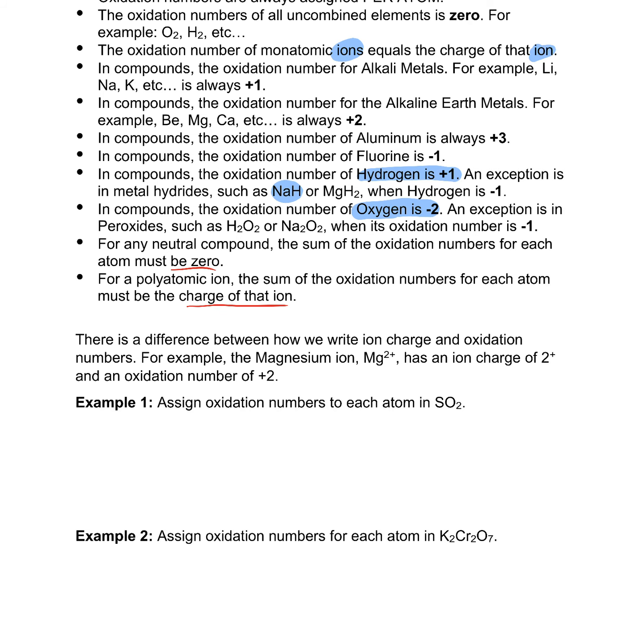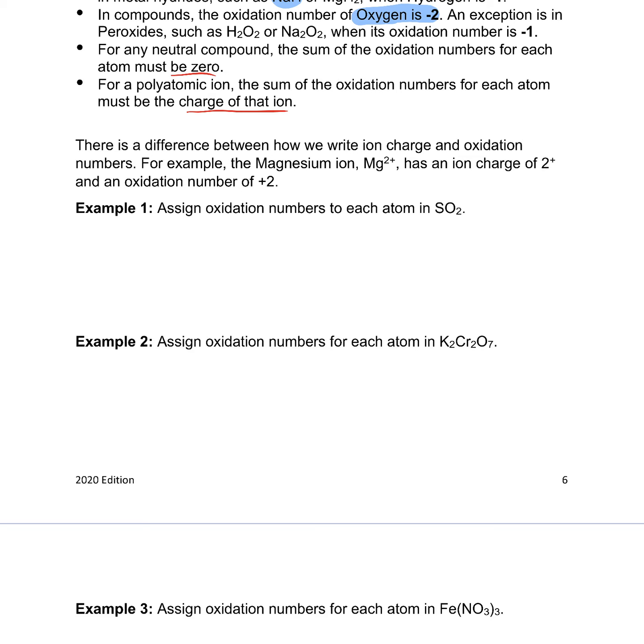So let's look at some examples of how to work this out. For example, assigning the oxidation numbers for each atom in sulfur dioxide. Here we have a sulfur and an oxygen. We know that this is a neutral compound, so the numbers up here have to total 0 because there's no charge on that chemical. We know that oxygen is always -2.